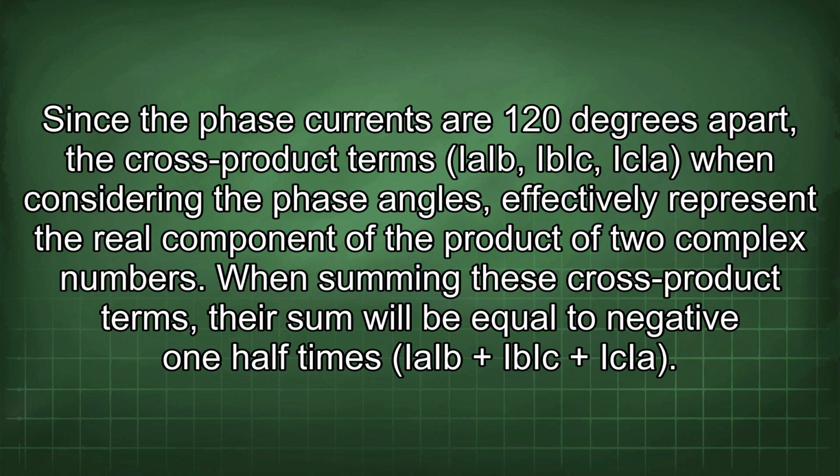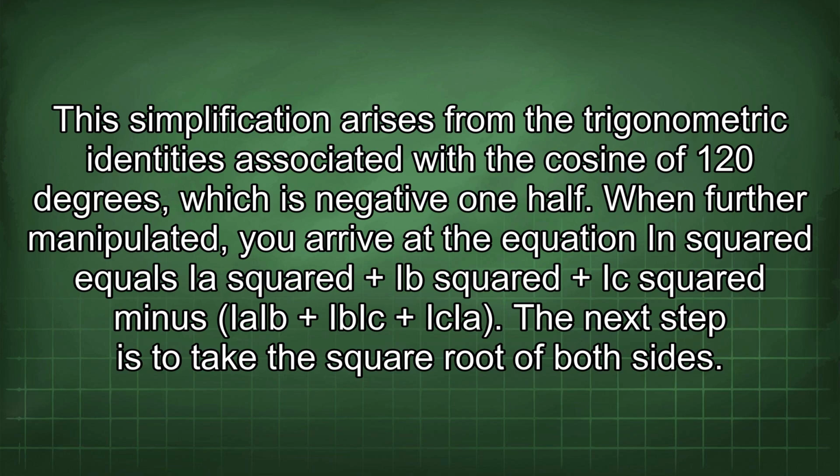Since the phase currents are 120 degrees apart, the cross product terms, when considering the phase angles, effectively represent the real component of the product of two complex numbers. When summing these cross product terms, the sum will be equal to -1/2 times (I_A·I_B plus I_B·I_C plus I_C·I_A). This simplification arises from the trigonometric identities associated with the cosine of 120 degrees, which is -1/2. When further manipulated, you arrive at the equation I_N squared equals I_A squared plus I_B squared plus I_C squared minus (I_A·I_B plus I_B·I_C plus I_C·I_A).